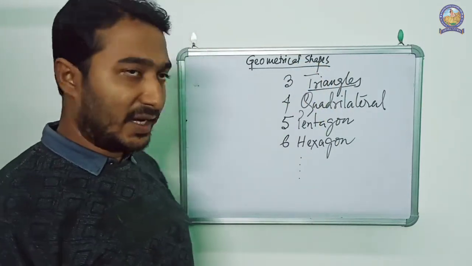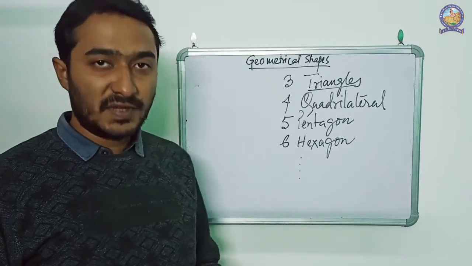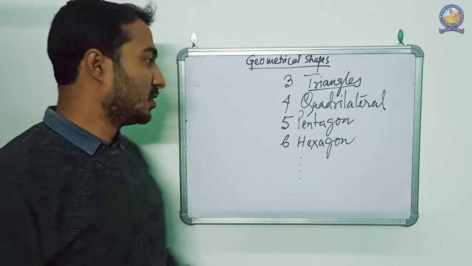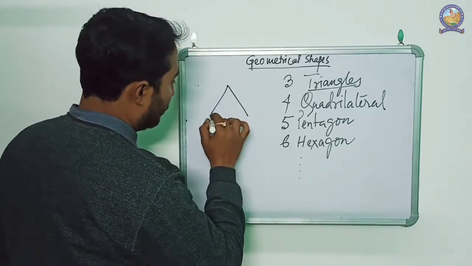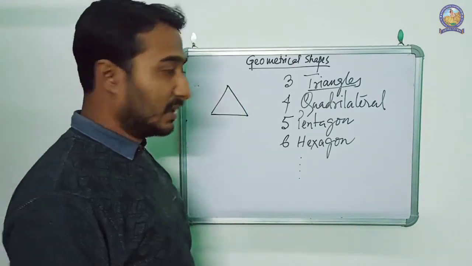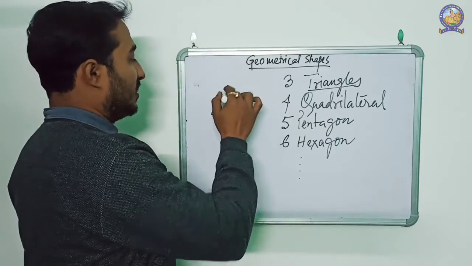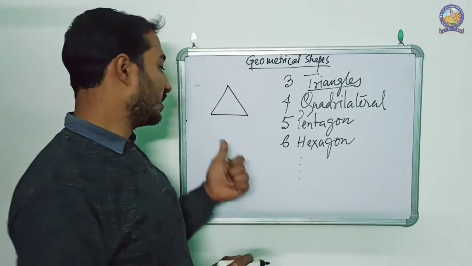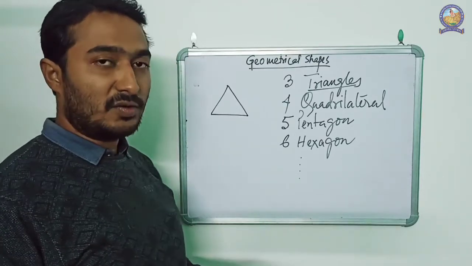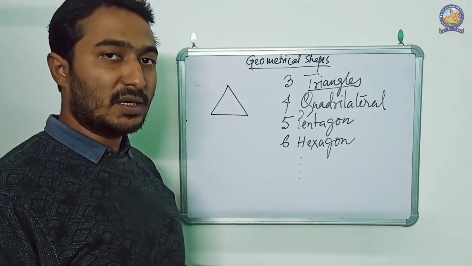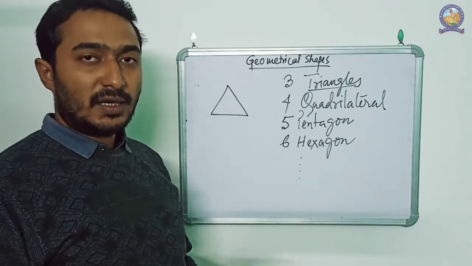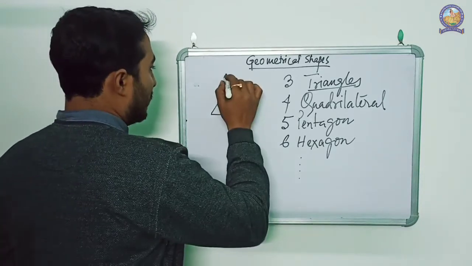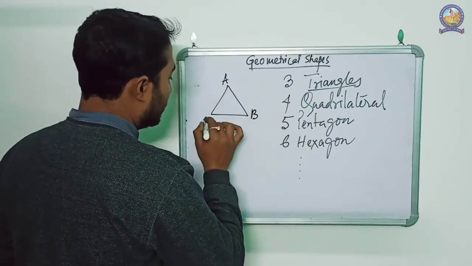What are triangles? A triangle is a closed figure with 3 angles and 3 sides. We generally know this is a triangle. In a triangle, the names of these 3 points or these 3 vertices should be given according to the rules of naming a point, like A, B, C, D, any alphabet we can choose, and it should be a capital letter. So I am giving the names A, B, C.